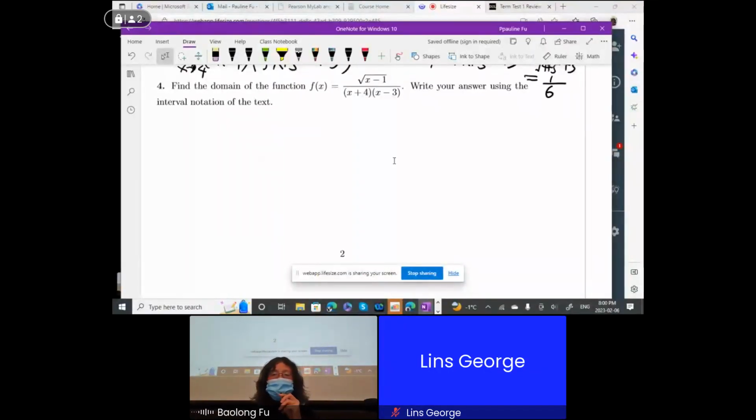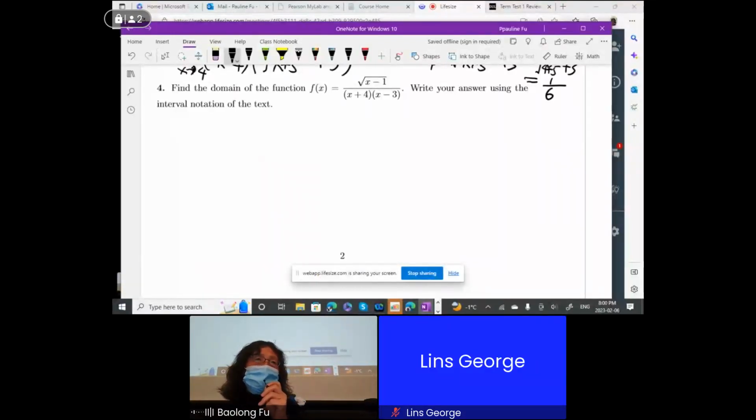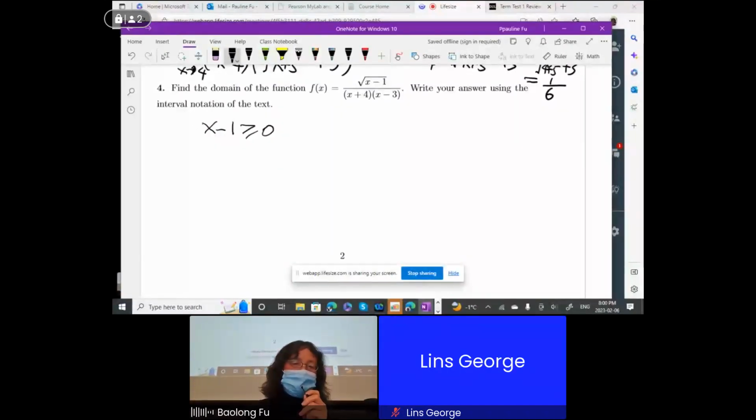All right, so we continue. Any questions before we do the following questions? Question 4, find the domain of the function. And this function has a square root, and this function has numerator and denominator. When you have a square root, the expression inside the square root must be greater or equal to 0.